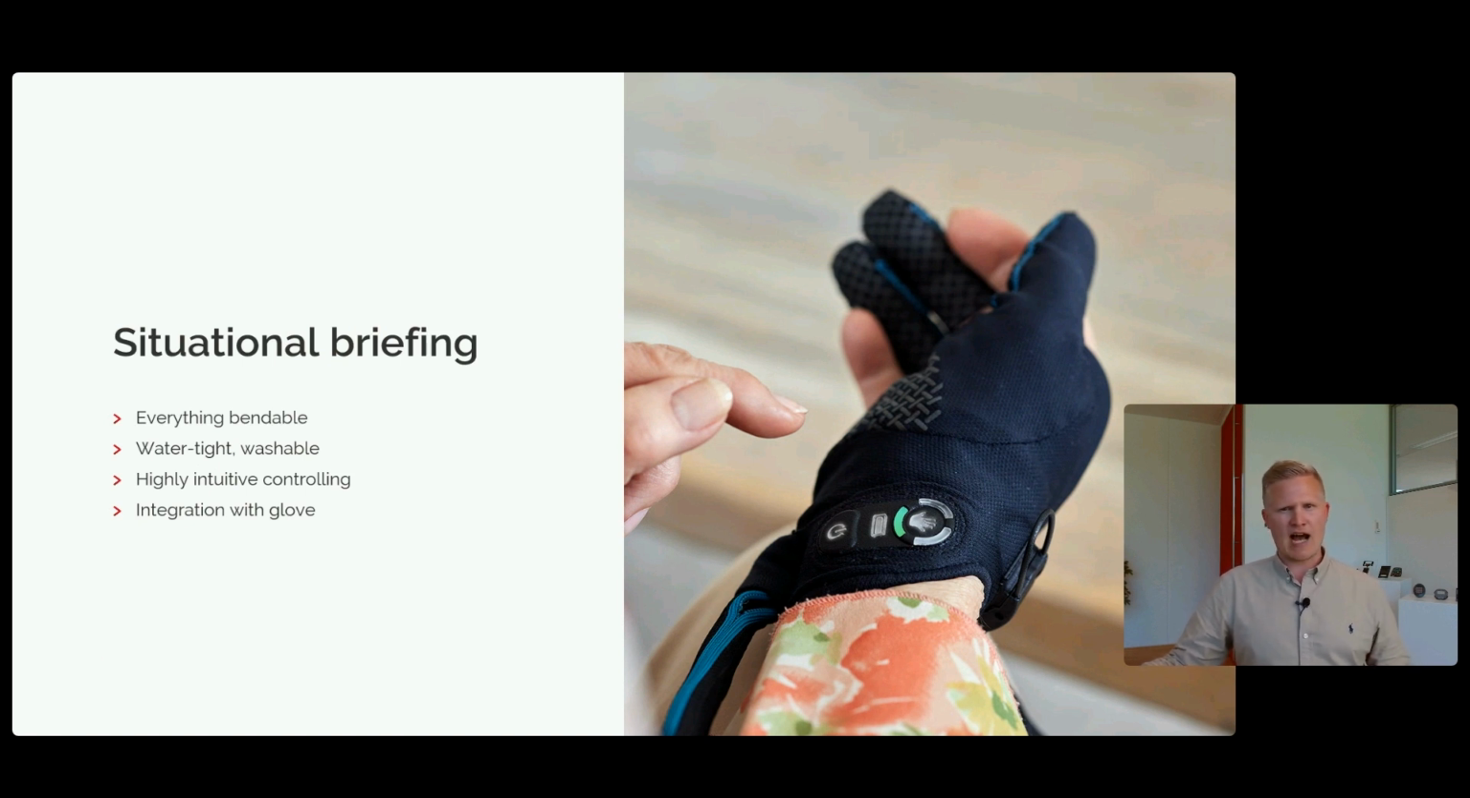It also had to be highly intuitive to control. So the controls had to be easy to decode. And this was achieved by using clear colors, lights, and light rings. It also had to be integratable with the textile glove. We had very limited space for the keypad, and the keypad also had to be designed so it could be stitched onto the glove.